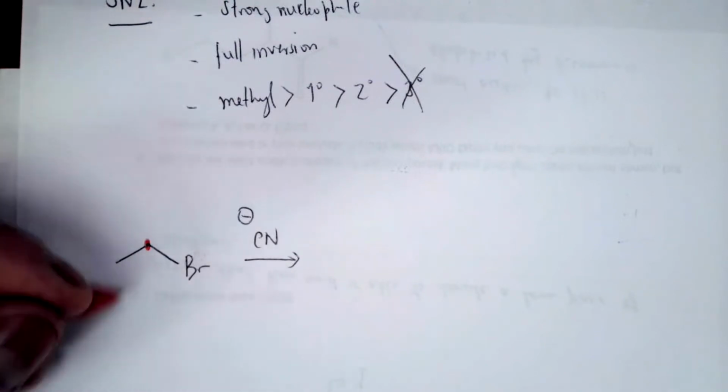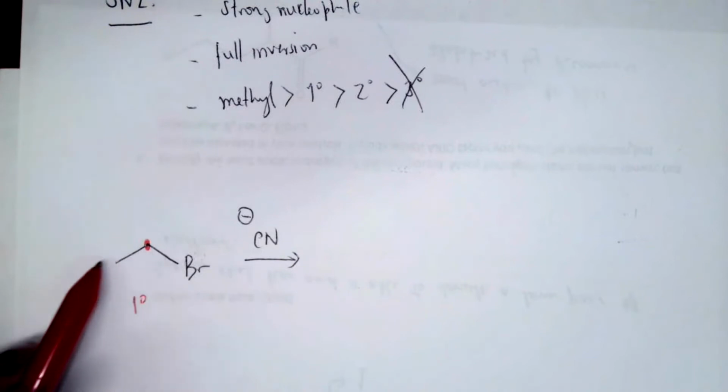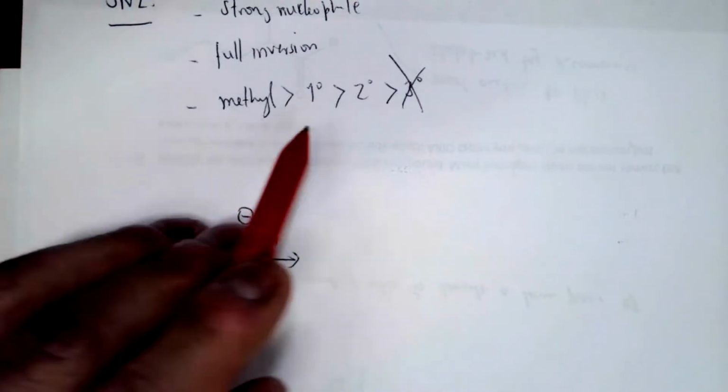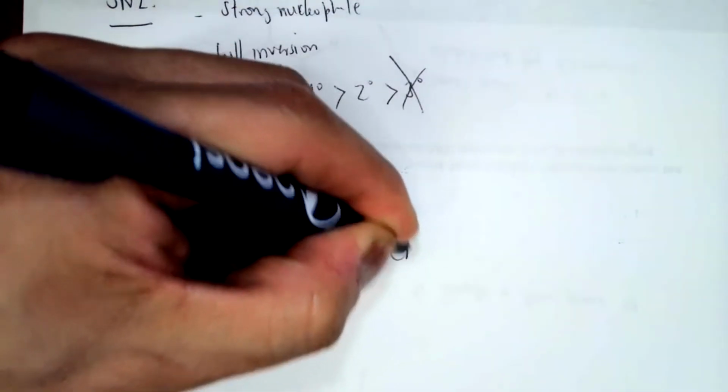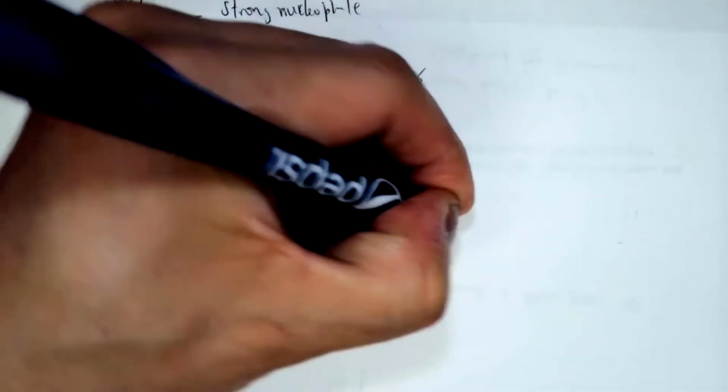This one is a primary substrate, right? Primary substrate, clear, one branch. Primary substrate falls under the category for an SN2 reaction. So it has to be SN2. Now what should I do? Then substitute it. CN in, and bromide is out.